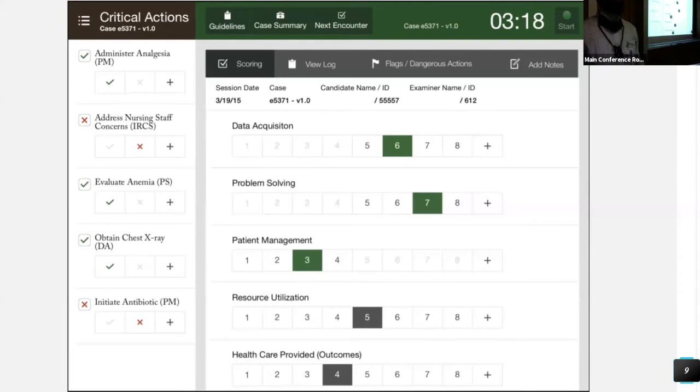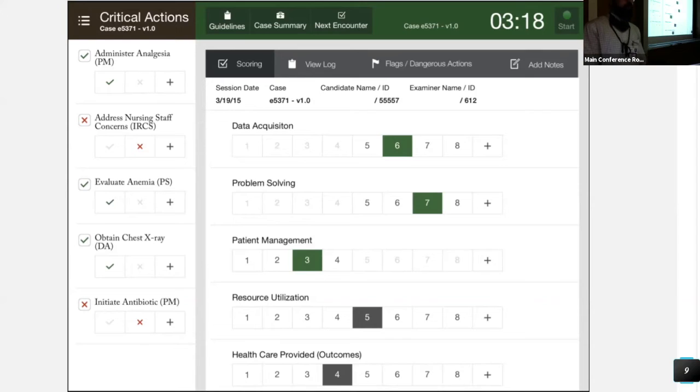7 and 8 means you did incredibly well, you missed nothing. 5 to 6 means you did good, you hit all your critical actions, there were no deficiencies, but maybe you didn't have some extra style points on the way through the case. 3 and 4, you were deficient in at least 1 critical action. 1 to 2 means you did terrible. You really just want to get 5 and up, right? If you hit all your critical actions, take a 5 and up on all these, and you'll probably pass.